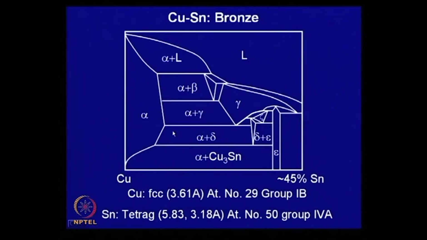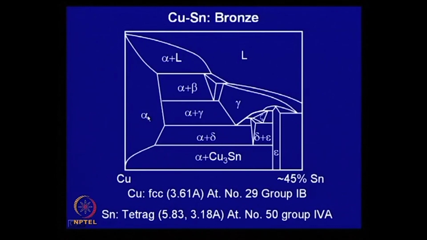Now, in case of this bronze alloy, you have a peritectic over here, you have another peritectic here, and then again you have a eutectic here, and you have a eutectoid, you have a peritectoid, and it has another eutectoid here. So, you have multiple eutectoid and peritectic systems, and you have a number of these phases.